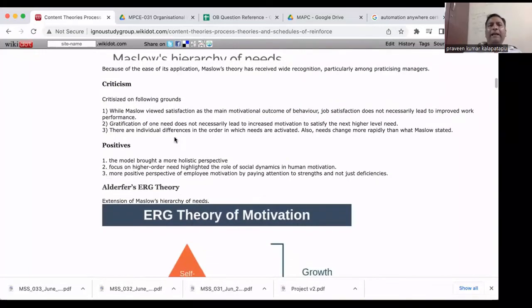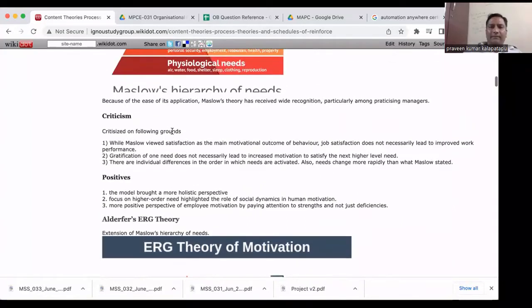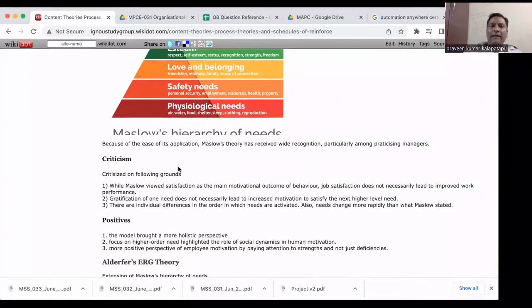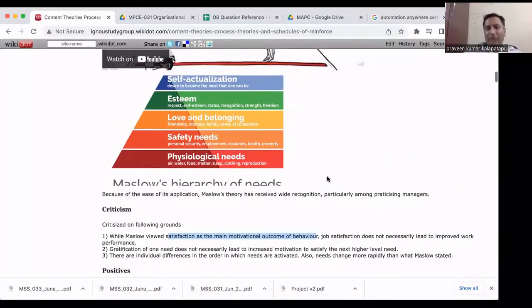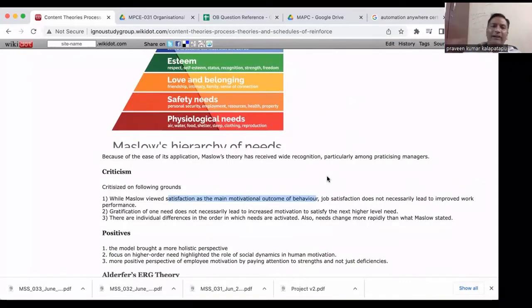So now what is the criticism around it, right? Basically, he viewed satisfaction as the main motivational outcome of the behavior. Job satisfaction does not necessarily lead to improved work performance. So he completely ignored the performance part of it. He didn't cover anything related to performance. He mainly concentrated on satisfaction, satisfying the needs, right?